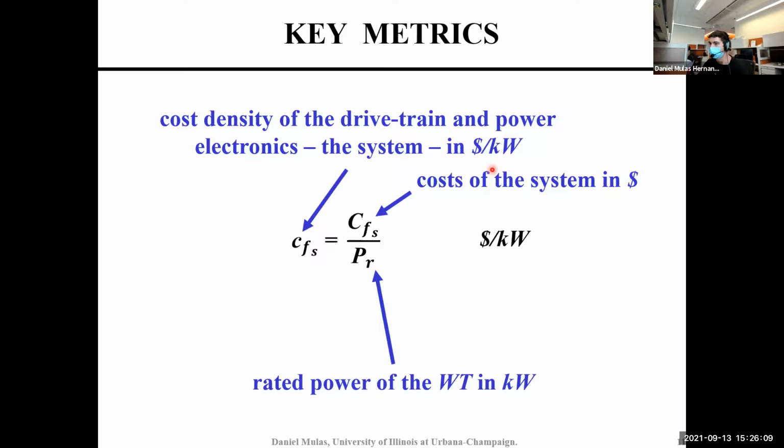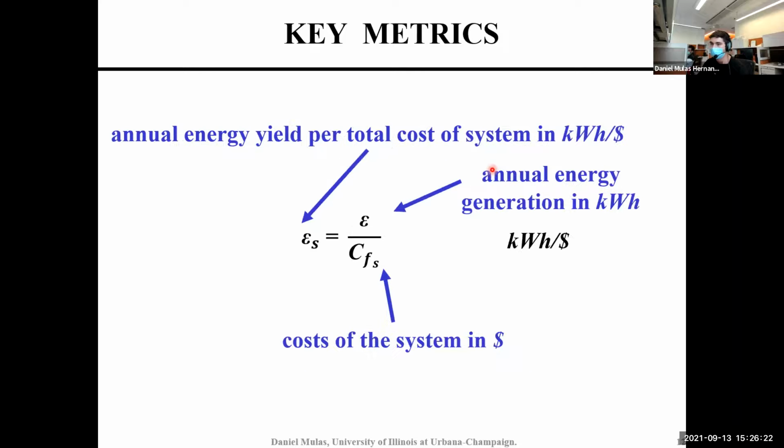Then the cost density of the system in dollars per kilowatt is calculated by dividing the cost of the system in dollars by the rated power of the wind turbine, which in this case is 10,000 kilowatts. And the annual energy yield per total cost of the system in kilowatt hours per dollar is calculated by dividing the expected annual energy generation by the cost of the system in dollars.